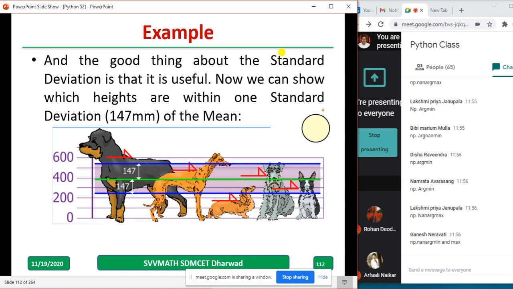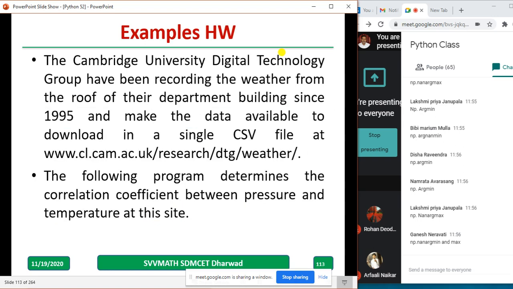Let me go to the next. I think this you can take as homework. If time permits, I'll try to discuss. Take it as an assignment, at least to a few representatives. A file is there at this location, www.cl.cam.ac.uk, research DTG weather. I'll show the file also.